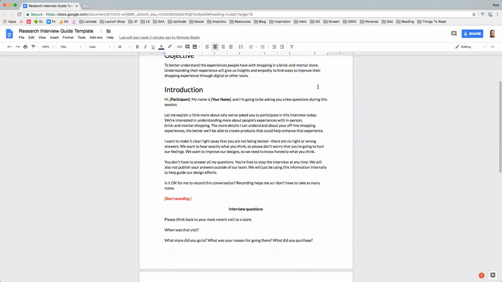So the introduction is really important, and I really recommend writing it out and reading it verbatim. And you can typically just tell your user subject that, hey, I've got this bit of text here and I don't want to miss anything, so I'm just going to read it for you and make sure we're all on the same page at the end of it. That way you don't miss anything important. For example, asking them to record, that's really important to get their consent before you do that, and you wouldn't want to miss it. So that's definitely an important part of the process.